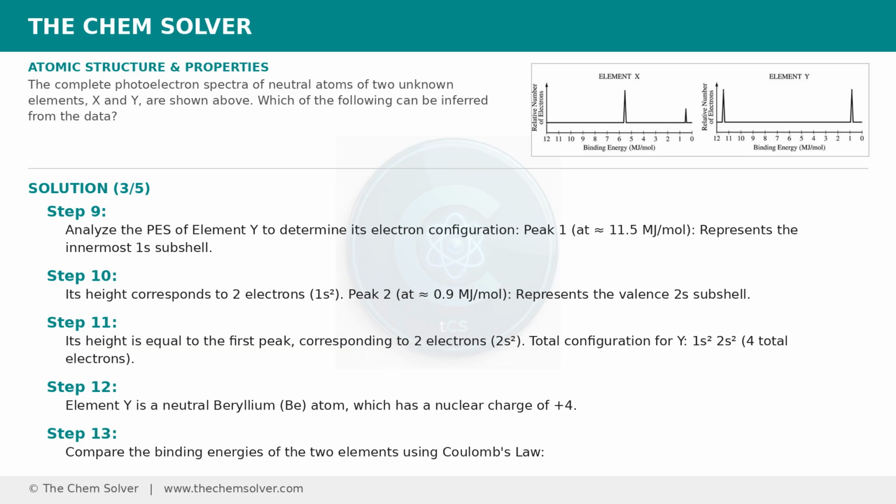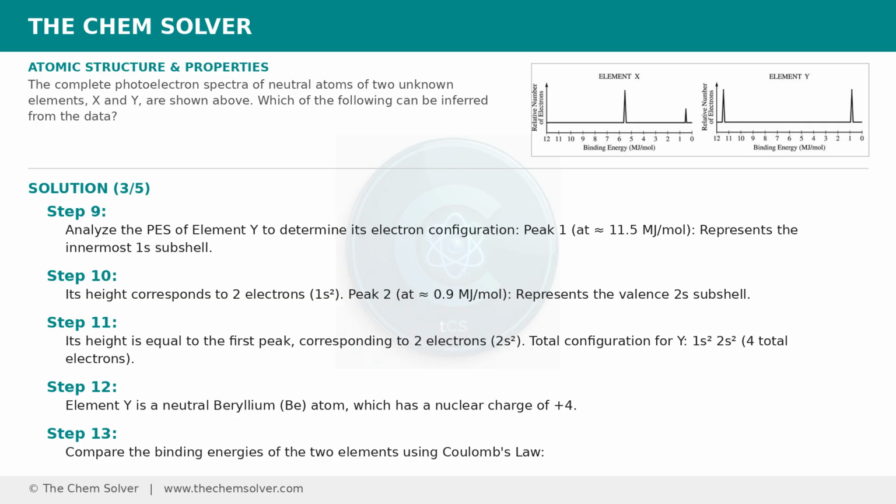Peak 2, at approximately 0.9 MJ/mole, represents the valence 2s subshell. Its height is equal to the first peak, corresponding to 2 electrons, 2s². Total configuration for Y: 1s², 2s², for 4 total electrons. Element Y is a neutral beryllium, Be, atom, which has a nuclear charge of +4.